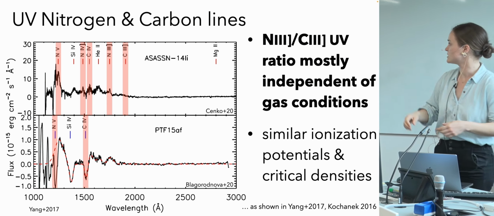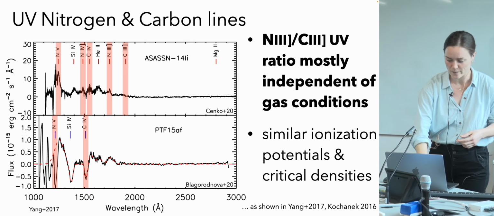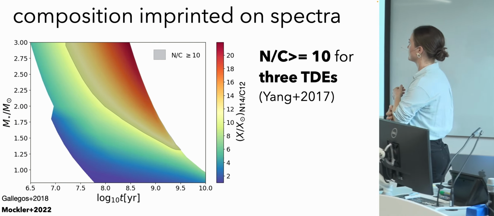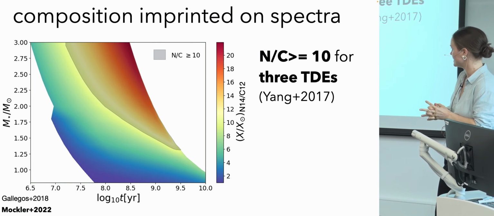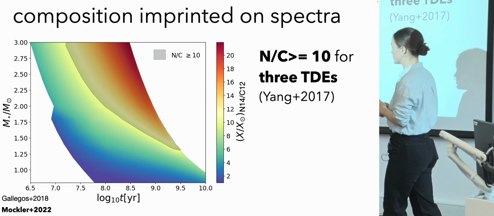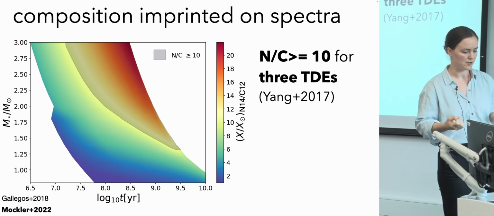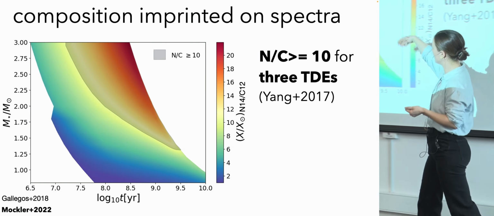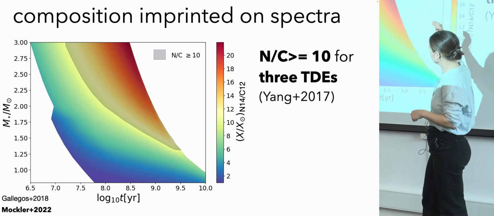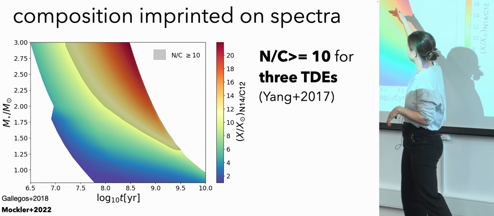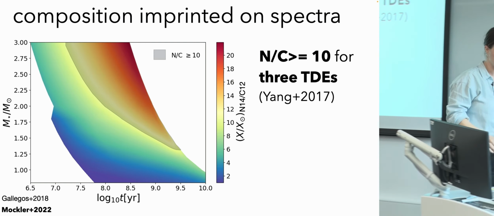And so there aren't a ton of events that have these UV lines measured because it's hard to get UV spectra. But already there are 3 TDEs with nitrogen to carbon ratios greater than 10, which is actually pretty constraining if you look at what this means for what types of stars have to be disrupted. And so I've shaded this region on this plot where the nitrogen to carbon ratio is greater than 10, and you're essentially limited either to stars above 2 solar masses or very, very evolved stars above 1 solar mass.